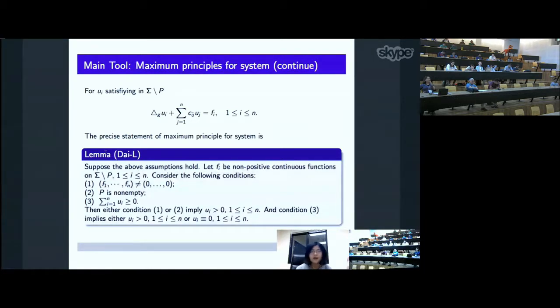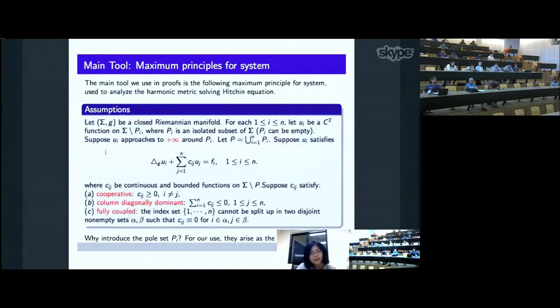Now we want this one-equation maximum principle to be generalized to be true for systems. We actually need to give conditions on the coefficients, because the maximum principle in the end needs the right sign. So the condition for c_ij is satisfying these A, B, C conditions. What's really new is condition B, the column diagonal dominance, because if you check the literature, usually it's about row diagonal dominance, and this really gives a different feature.